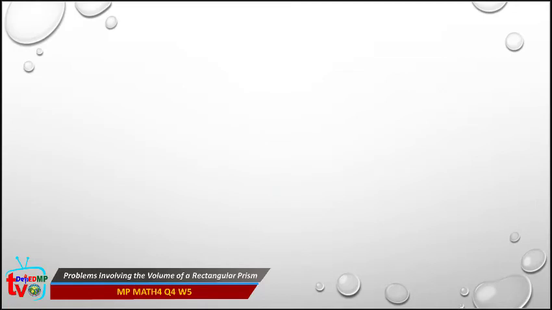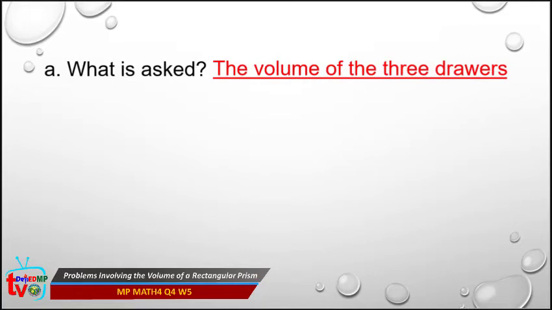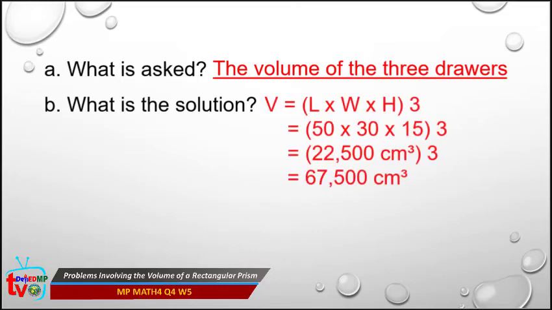And here are the answers for the second problem. What is asked? The volume of the 3 drawers. For the solution, volume is length times width times height, times 3. Why multiply by 3? Because we are looking for the volume of the 3 drawers. 50 by 30 by 15 is only for 1 drawer.